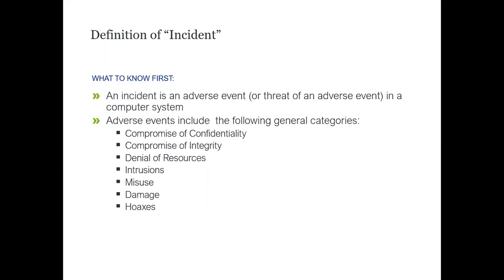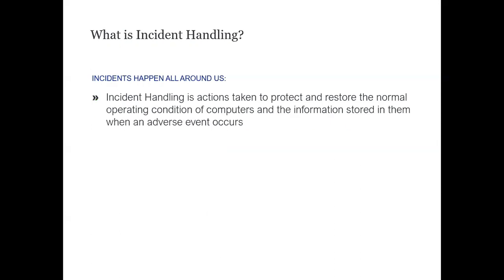First we'll see the definition of an incident. An incident is an adverse event or threat of an adverse event in a computer system. Adverse events include the following general categories: compromise of confidentiality, compromise of integrity, denial of resources, intrusion, misuse, damages, and hoax. So these are the adverse events that may happen in a computer system. Incidents happen all around us.